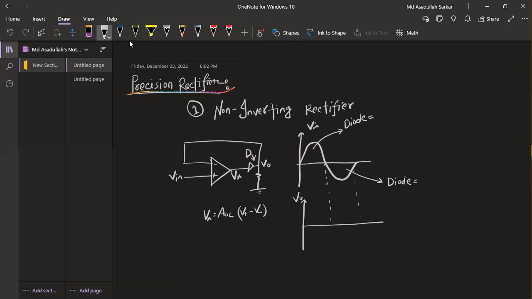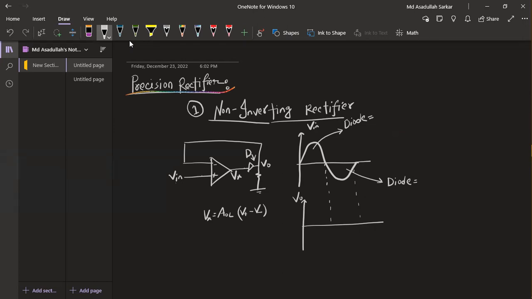In the first class we will discuss the non-inverting rectifier. This is our simple circuit, and we are giving the input to the positive, that means non-inverting side, and the inverting side is connected with V output. Here is a diode which is connected between the output of the op amp and V output.